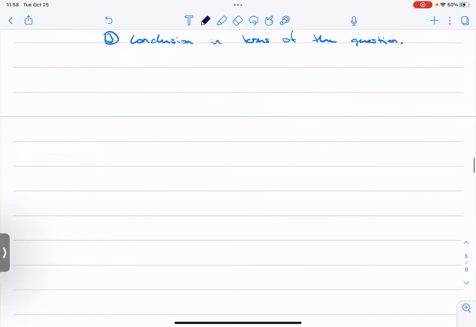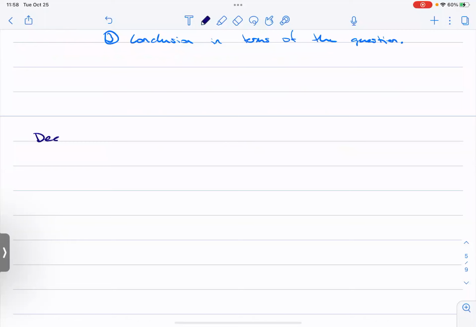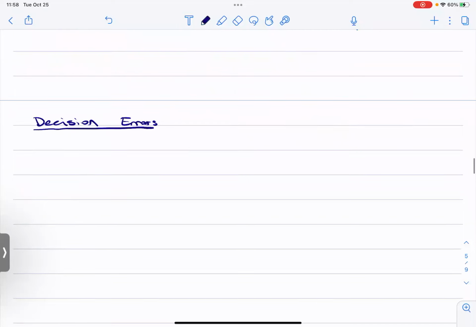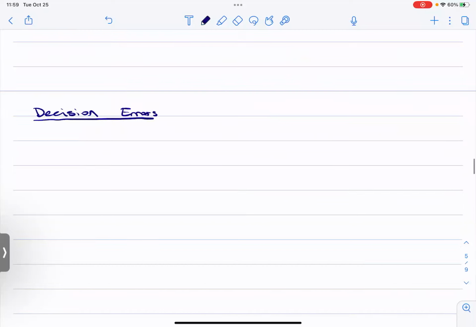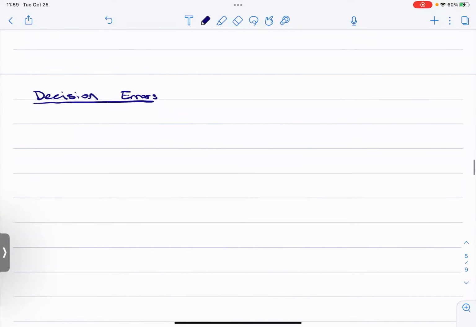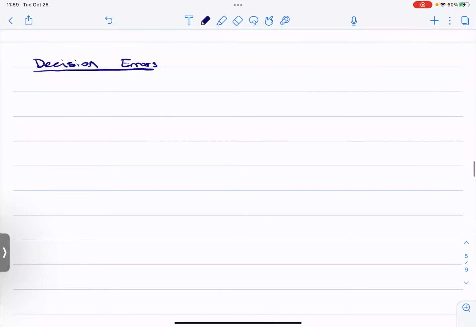And decision errors, I'll start that on a fresh page here. Luckily, there are only two types of errors that we could be making, right? And I like to summarize them in a table, which I'm going to steal from the textbook, but I'll also give you the definitions if you find that that's helpful. Okay? But let's just kind of lay the groundwork here.